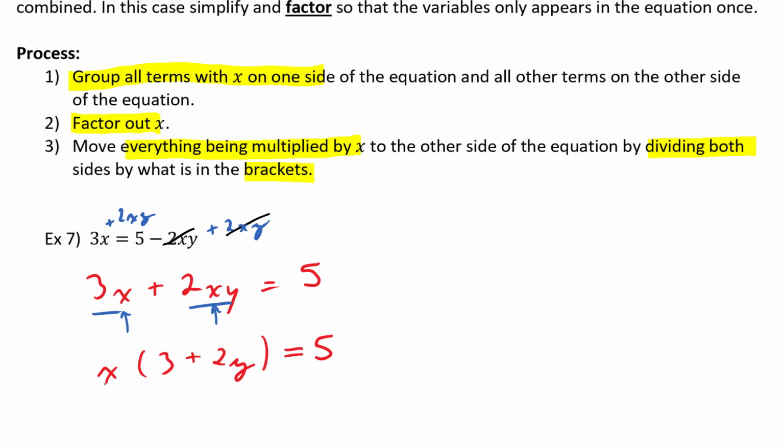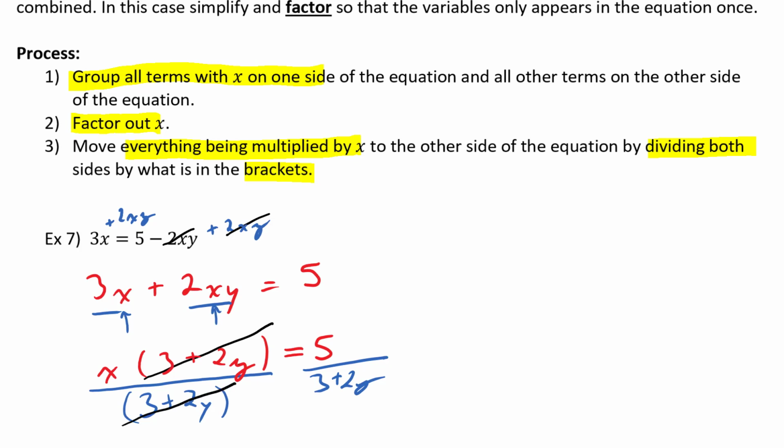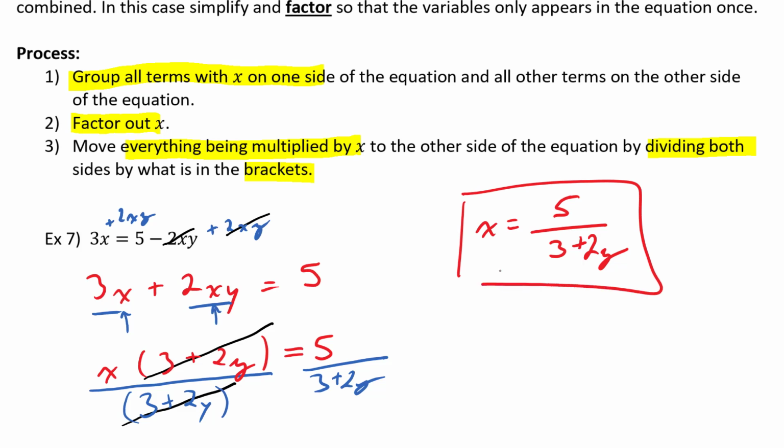To isolate x on its own now, we will divide both sides by everything but the x. Now this whole thing and this whole thing, they're the same, so they cancel each other out. This gives me 5 over 3 plus 2y. Final answer. As you can see, this is a bit different, but with the extra step of factoring, this is quite simple to solve.